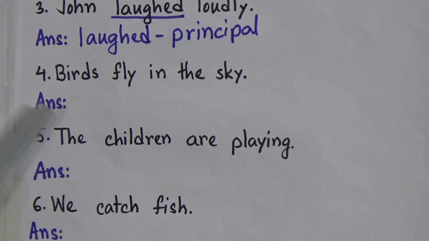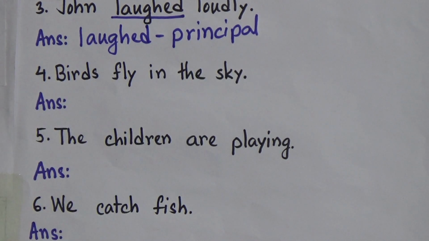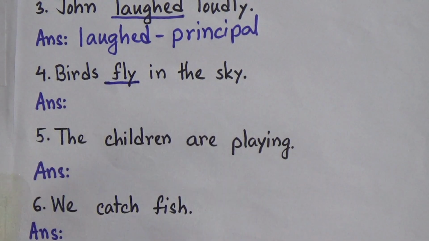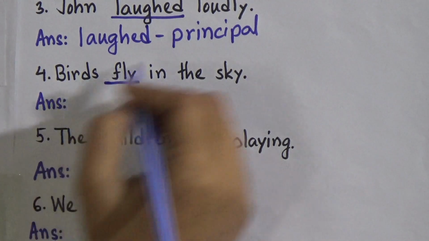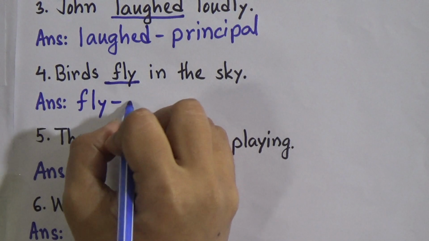Now we will go to number 4. Birds fly in the sky. There is only one verb, and what is it? Yes, I know all of you know the answer. It is fly. So fly is the verb here, only one verb, and it has its own meaning, so it will be principal.